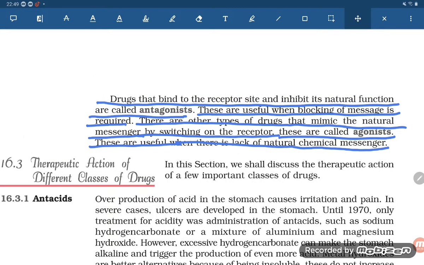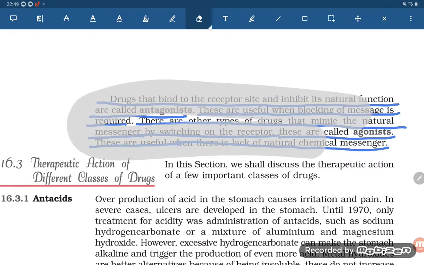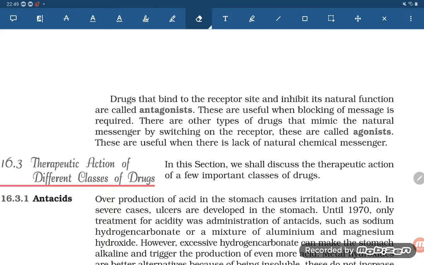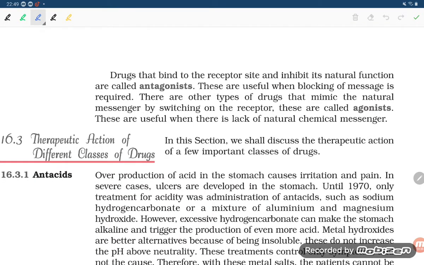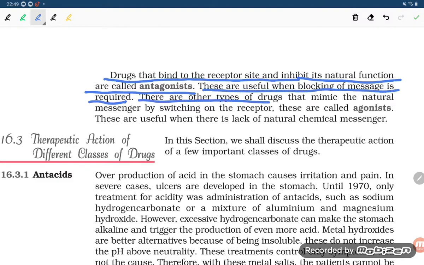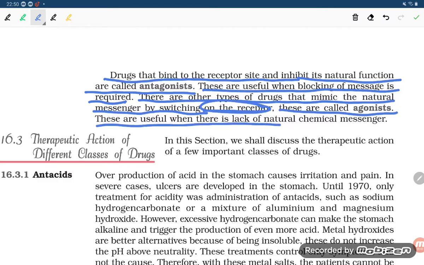So, students, you will find that information is traveling through the chemical messengers. Drugs that bind to the receptor site and inhibit the natural function are called antagonists. These are useful when blocking of the message is required. There are other types of drugs that mimic the natural messenger by switching on the receptors. They are switching on the receptor. These are called agonists. These are useful when there is a lack of natural chemical messengers.